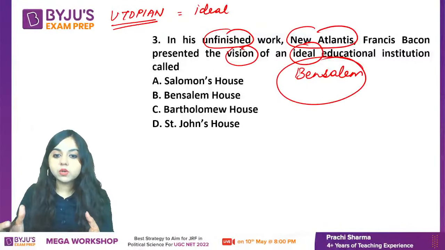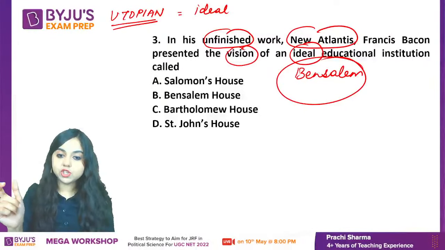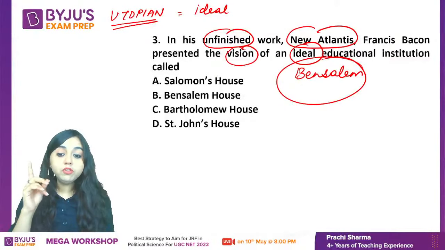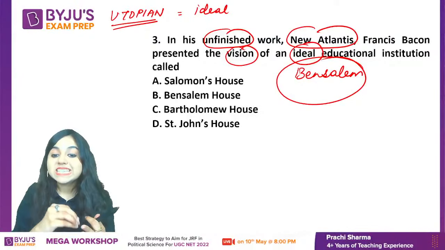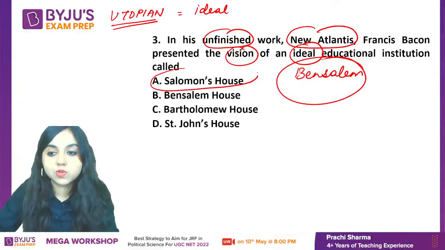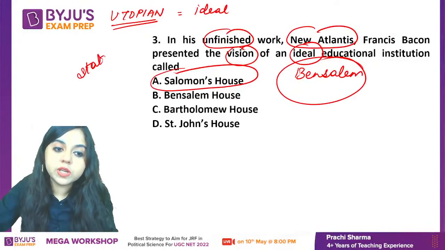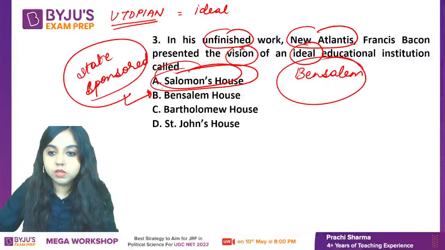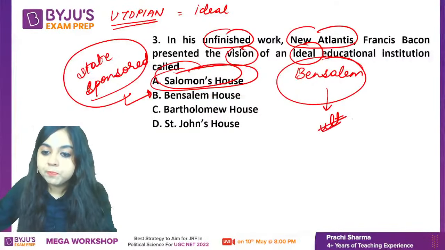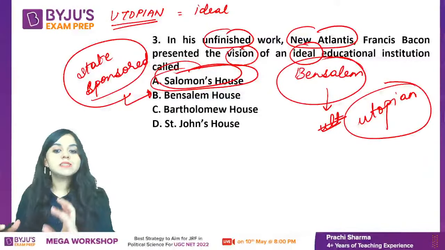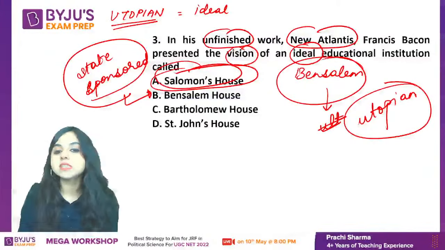But here, what is the question? Understand the question over here, right? Bensalem is the island, an imaginary place, a utopia where people live in a state of complete harmony, complete freedom. One of the most unique things about the island is the existence of a state-sponsored educational institute. That state-sponsored educational institute is Salomon House. State-sponsored means the state is giving you the environment. Yes, of course, the utopian island country which is presented is Bensalem. But it is not Bensalem's house. It's Salomon's House, right?